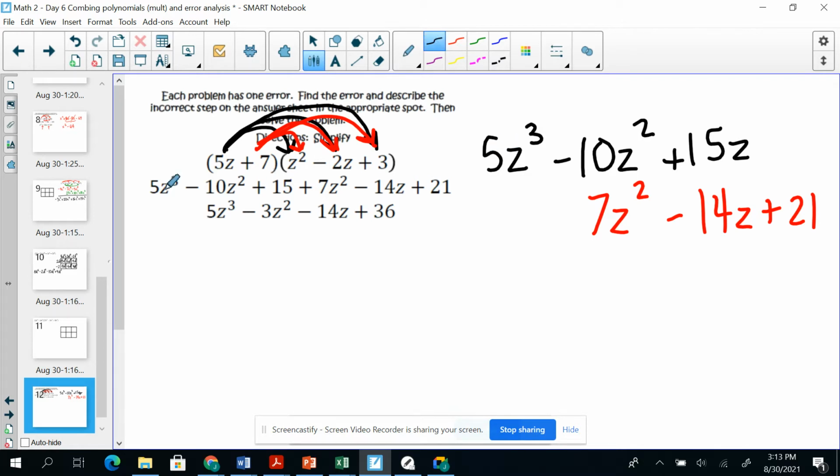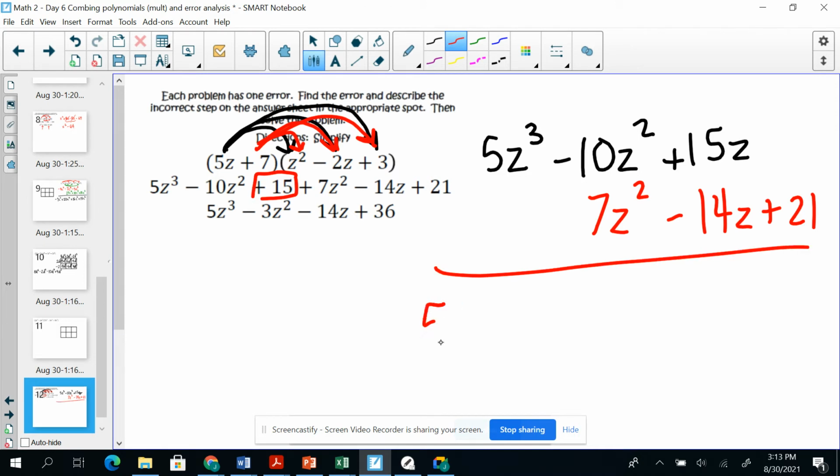You can compare. So 5z to the 3rd, 5z to the 3rd, perfect. Negative 10z squared, negative 10z squared, awesome. 15, 15z. So we've now found our first mistake, or at least one mistake. That should have a z attached to it, because it's not just 5 times 3. Then we have a positive z squared, we had a positive z squared. Negative 14z, we had the same. And 21, we had the same. So as far as that was concerned, their only mistake was leaving off the z for this one.